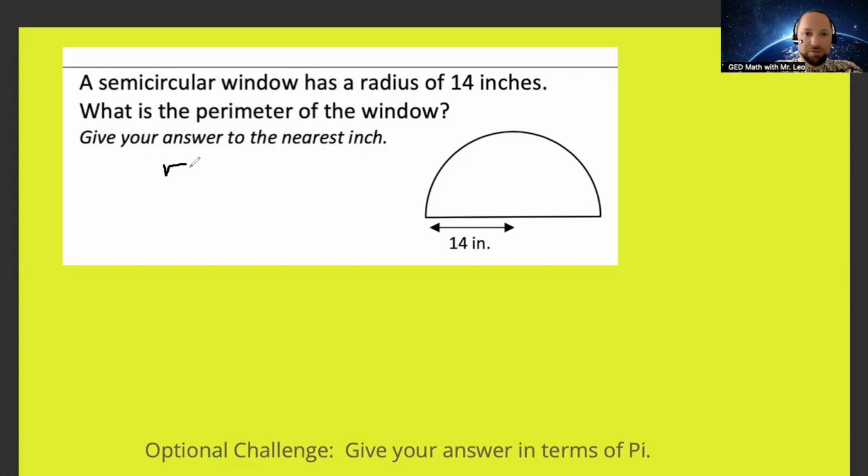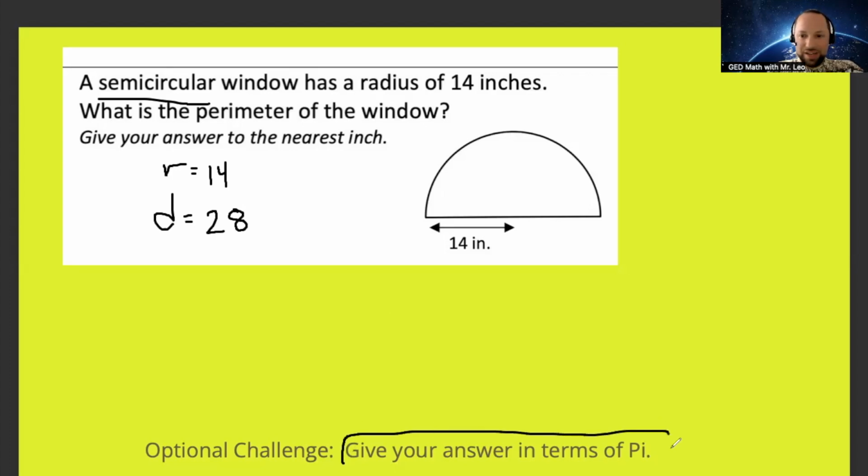Well, I would say the radius is 14 inches. We can see it's a semicircle. The diameter will be twice as much, that's 28. And I'm going to go ahead and just do the challenge. Give your answer in terms of pi. Okay, so altogether, this is a half circumference and a straight side.